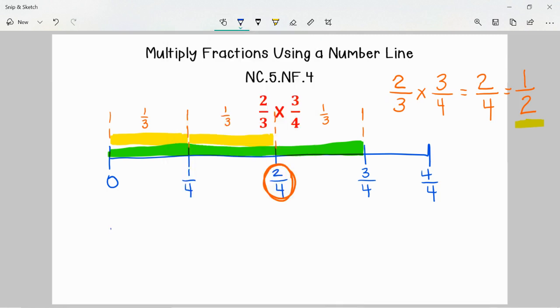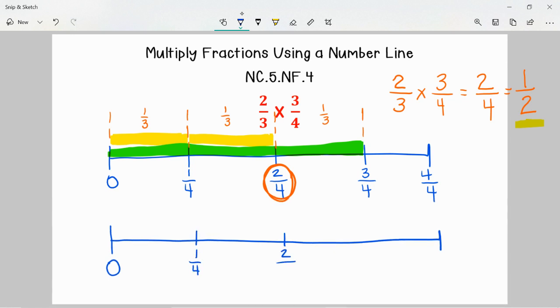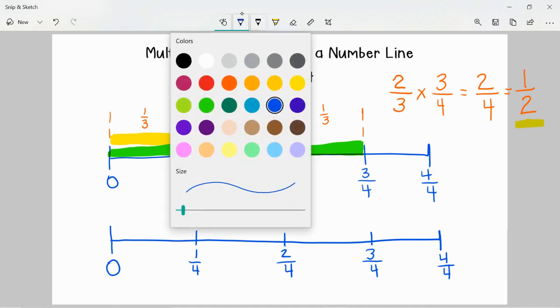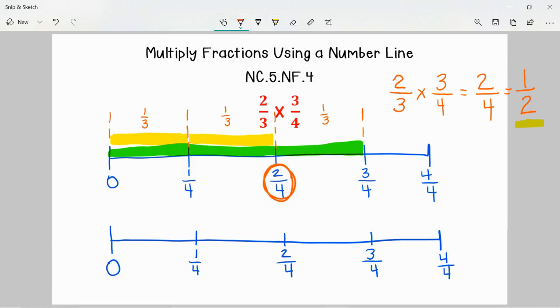There is another way that this could be shown on a number line that students may use. We would still begin by modeling the 3/4 on the number line. And now, since we need to find 2/3 of 3/4, we could actually just break each of these sections, each of these fourths, into 3 equal parts so that we could find 2/3 of each of these 3/4. So here's how that would look. I would split each section into 3 equal parts. Again, that's because I'm wanting to find 2/3 of 3/4.